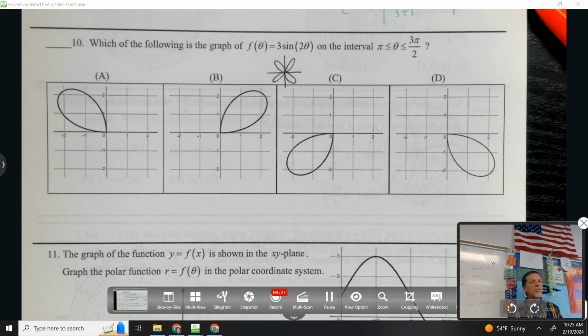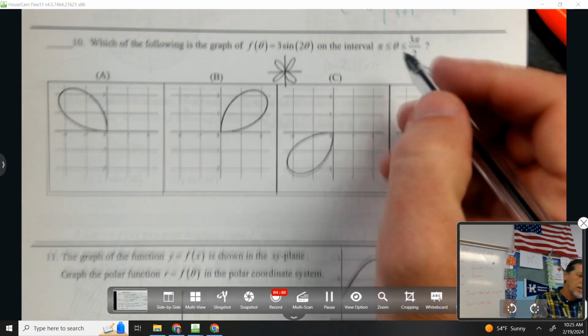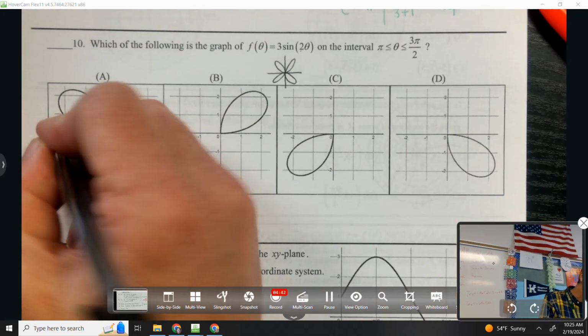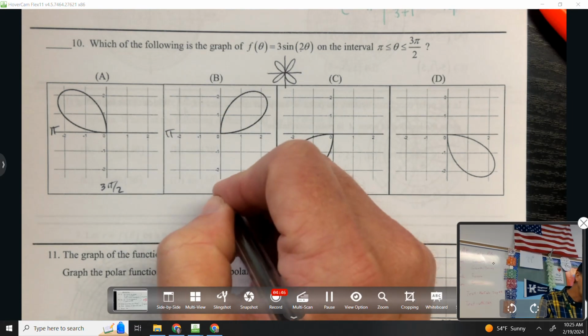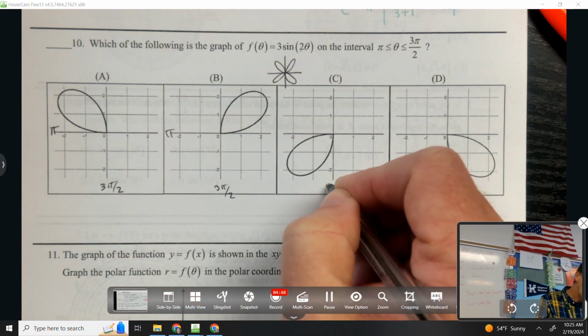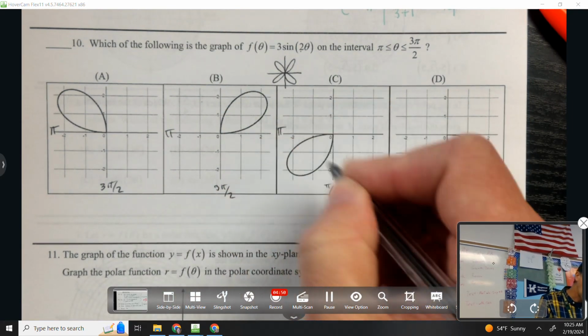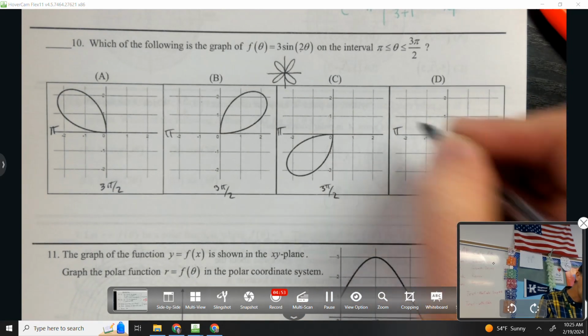Last period, I just jumped in and started plugging in points. Someone else had a different idea? Thoughts on how we could figure out? Pi to 3 pi over 2, that would be in the third quadrant.